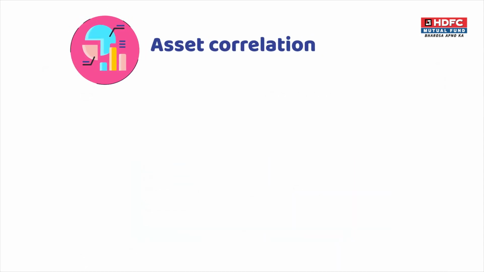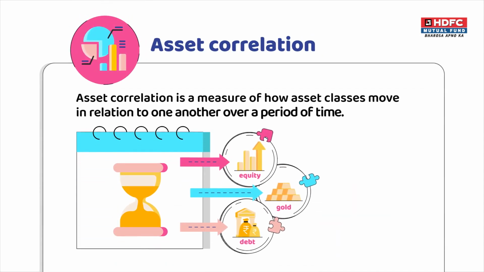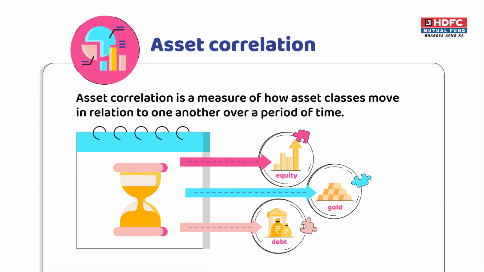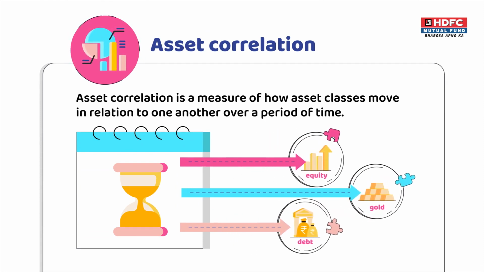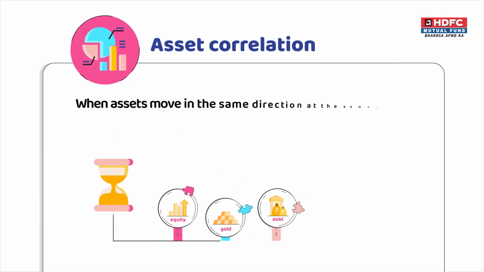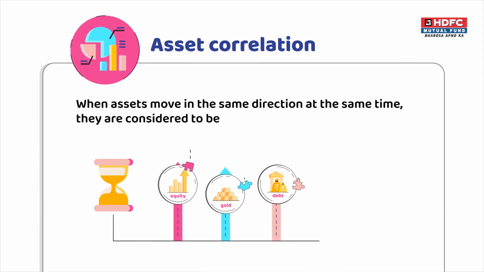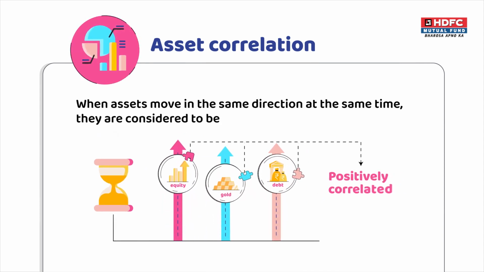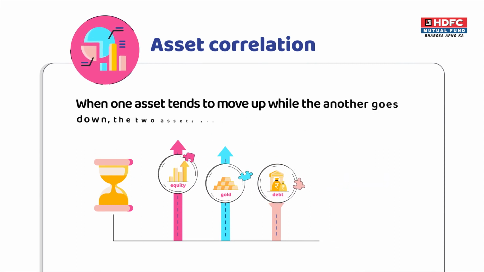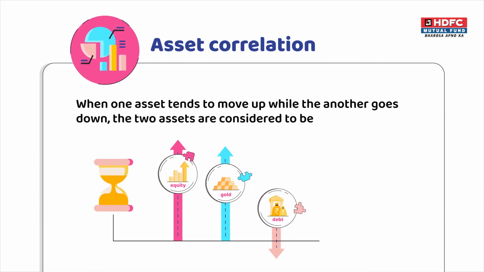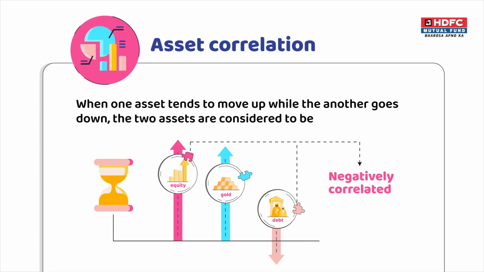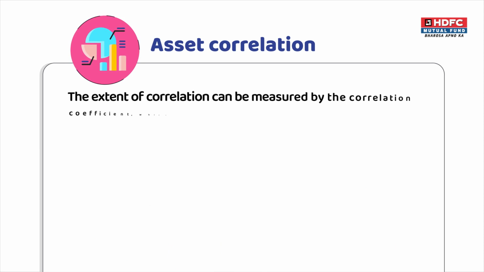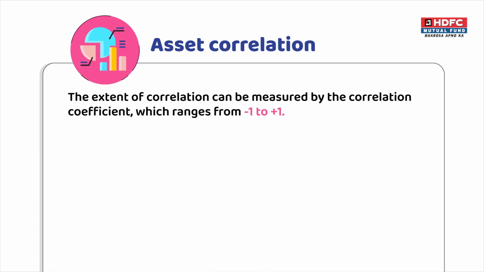Asset correlation. Asset correlation is a measure of how asset classes move in relation to one another over a period of time. When assets move in the same direction at the same time, they are considered to be positively correlated. When one asset tends to move up while another goes down, the two assets are considered to be negatively correlated. The extent of correlation can be measured by the correlation coefficient, which ranges from -1 to +1.